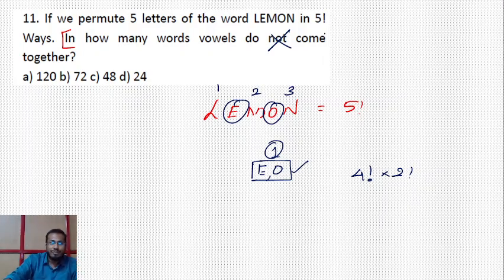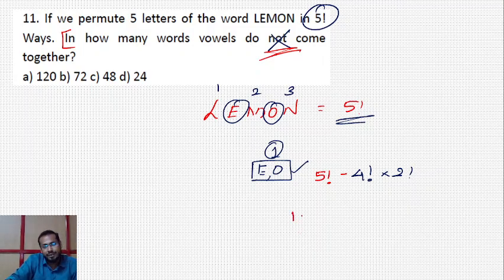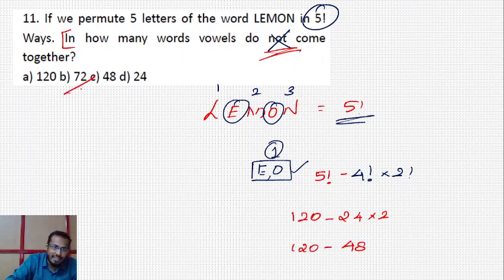So now, from the overall answer of 5 factorial, if I subtract this answer, I will get the count where they do not come together. Okay, what is 5 factorial? 120. 4 factorial is 24 into 2. Right? So that is nothing but 48. 120 minus 48, the answer is 72. Easy.